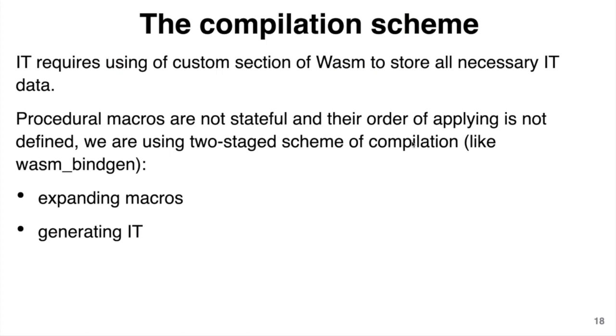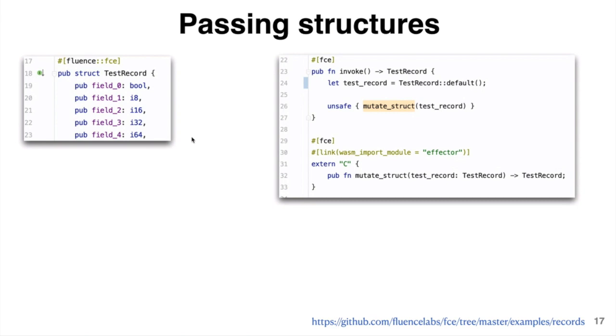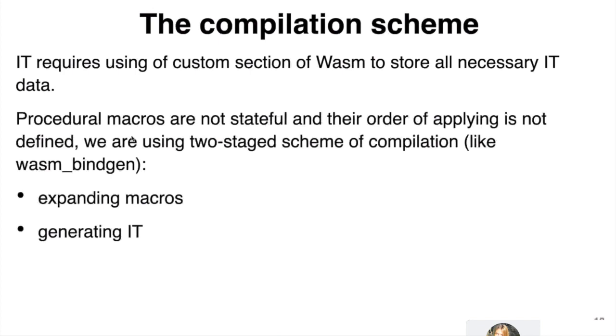And here we also have another problem regarding procedural macros, because they are not stateful, and moreover, their order of expansion isn't defined. So, for example, in such a scheme, if you have an inner structure in a procedural macro, you don't have the type of the structure. You can't extract, for example, all fields that have an inner structure. You only have its name, only its string representation. And that's all. Because of this, we are using two stages of compilation, like in the WASM engine.